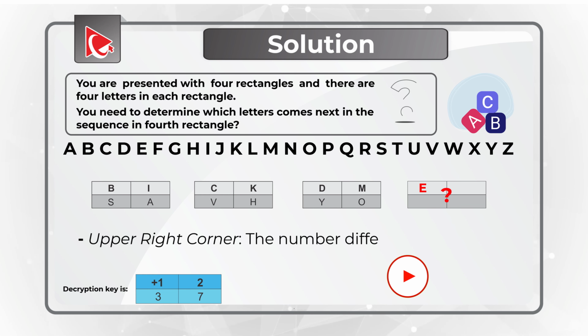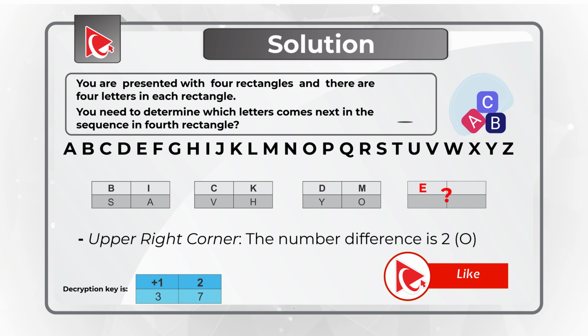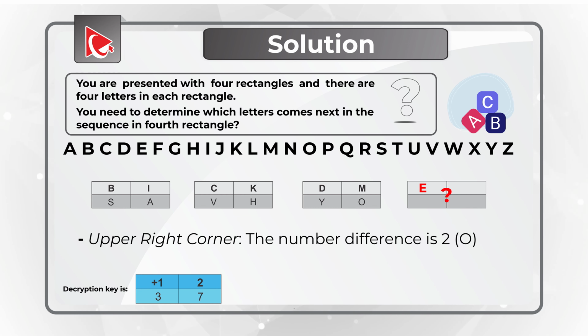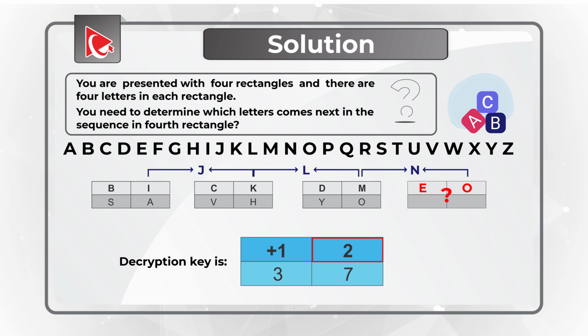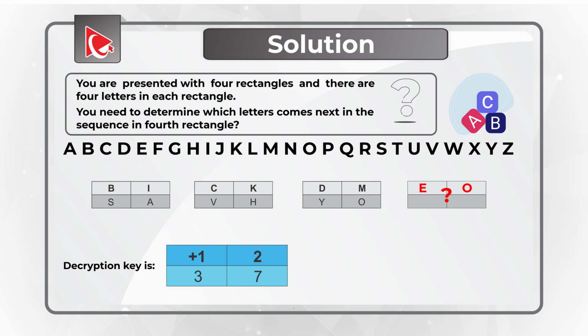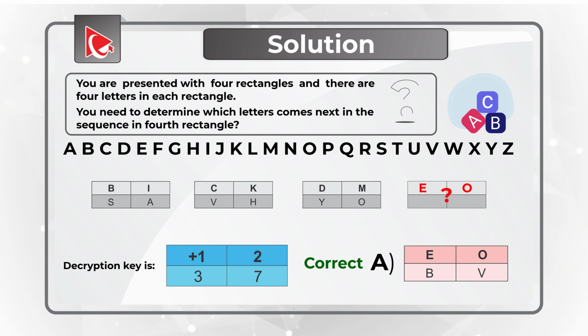Now let's look at the upper right corner of the rectangles. And then you see that in the main sequence, the letters are I, K, and M. And if you know English alphabet, H, I, J, which is missing K, L, next is M, and O, which means that the increment is 2, which matches the second number in our decryption key. If we look at the answer, we already know that the correct choice here is choice A, because the upper row letters are E and O only in this choice.